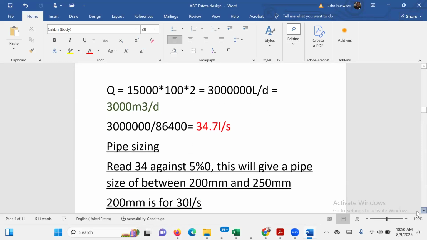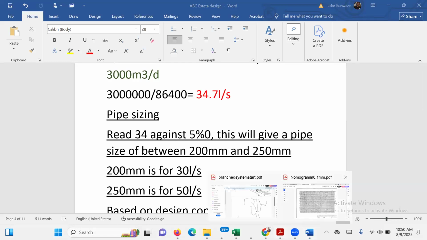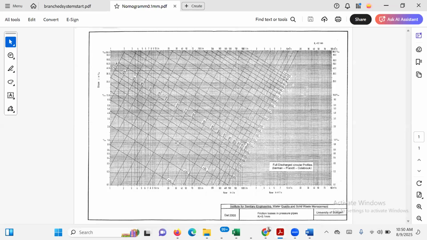Okay, so let's go to the pipe sizing for the main pipes now. We read 34 against 5%, like we did before, and this will give us a pipe size between 200 and 250. If you check the chart very well, you'll find that 30 liters is for 200, and 50 liters is for 250. So this is where the engineer makes a decision. If you go to your chart, this is 34, 34 against 5. You see, it's somewhere between 200 and 250.